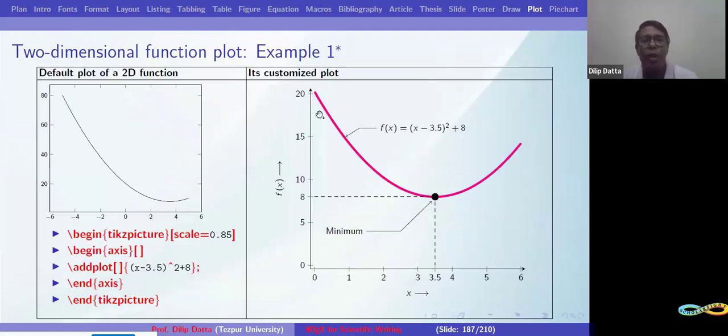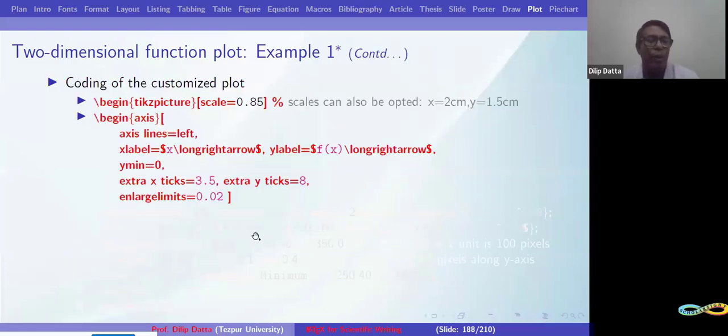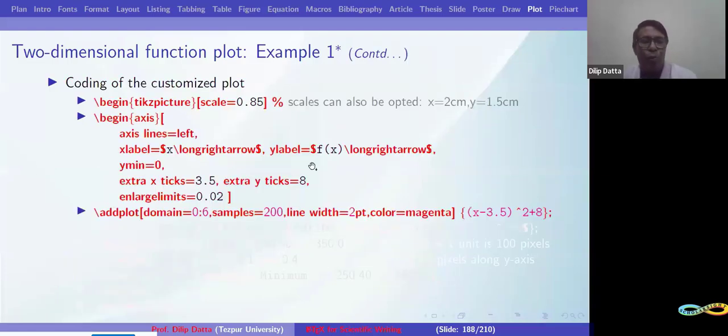And there was another thing. I used enlarge limits with 0.02 relative, just to avoid this endpoint touching this table where I presented this. I maintain some gap here. So for that I get this. After this, how do I need to plot this?